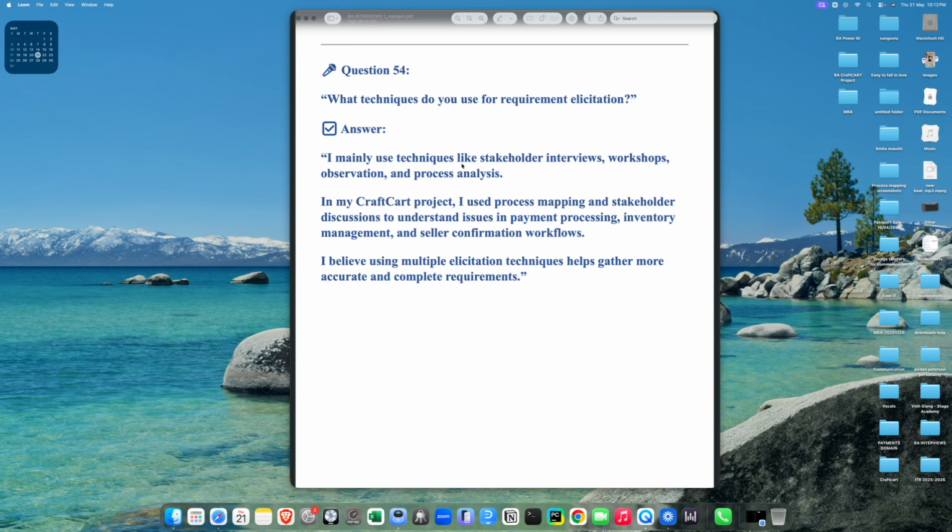Moving on to document analysis, I review existing BRDs, SOPs, reports, system manuals, and policies to better understand the current business environment. Then I go for surveys and questionnaires. For large groups of stakeholders, I sometimes use surveys to collect feedback, preferences, or business inputs efficiently. Again, I'll give my CraftCart example.